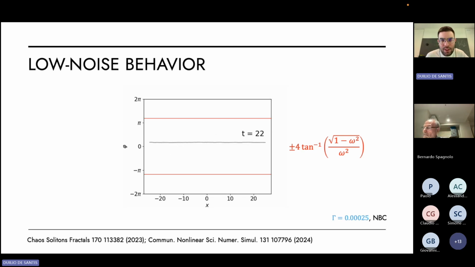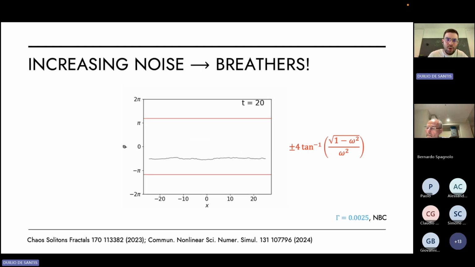What's very interesting is that if you increase the noise, you may be able to produce these additional localized modes on top of the oscillating background, and these are essentially breather modes. We can say that because their amplitude is essentially equal to the amplitude that you would expect for a breather at that specific frequency. This would be given by these red horizontal lines in the plot.